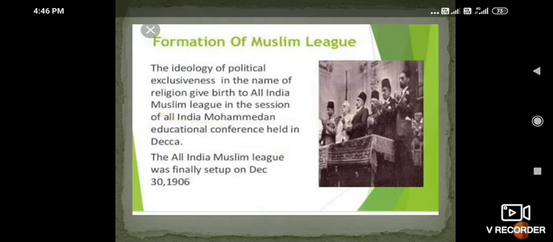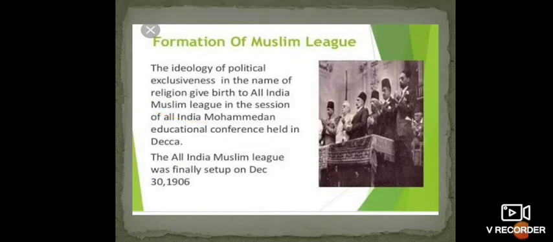They were encouraged by the viceroy, and within 3 months, on 30th December 1906, the Muslim League was formed. Please remember the year. You'll find it on page number 64, 30th December, written in bold letters. On 30th December 1906, the Muslim League was formed.